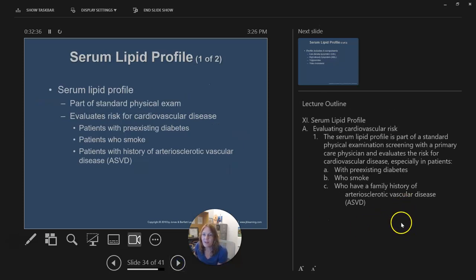Serum lipid profiles. So we're evaluating cardiovascular risk with these. The serum lipid profile is part of a standard physical examination screening with a primary care physician and evaluates the risk for cardiovascular disease with our patients. These are for patients that may have pre-existing diabetes, those comorbidities, they may smoke, or they may have a family history of arteriosclerotic vascular disease, or ASVD.